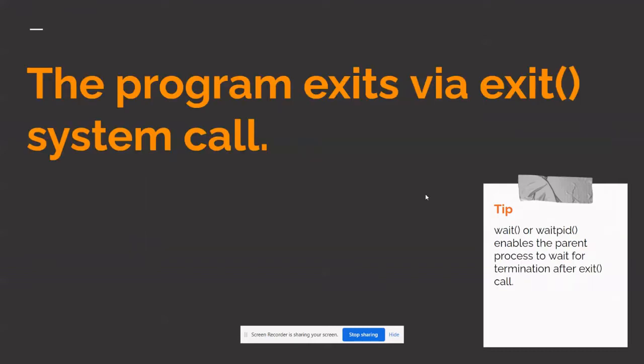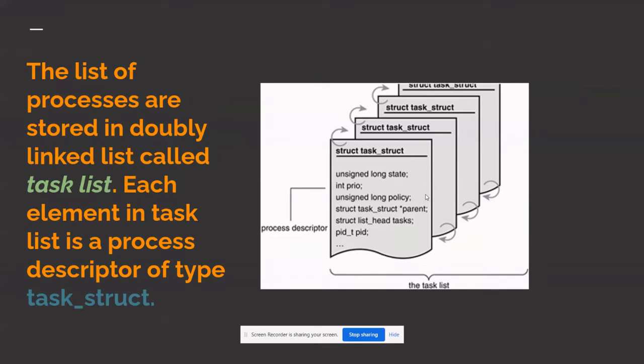A process is described in Linux by a process descriptor. The process descriptors are stored in a doubly linked list called the task list. Each element in the task list is a process descriptor of type task struct. The process descriptor is dynamically created via the slab allocator.